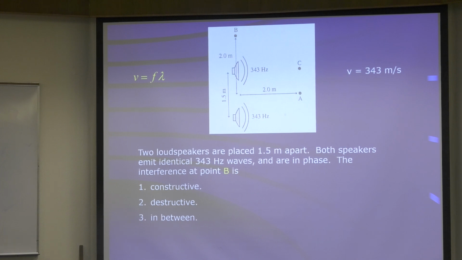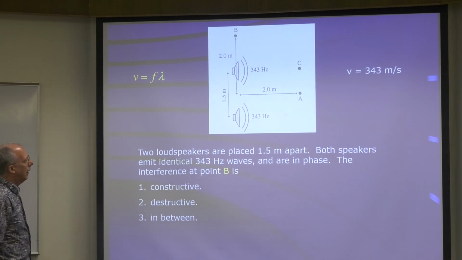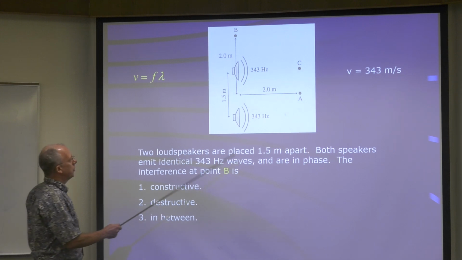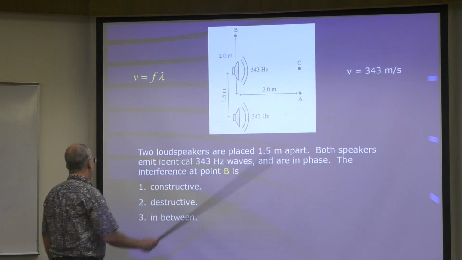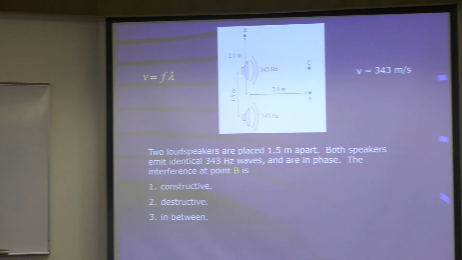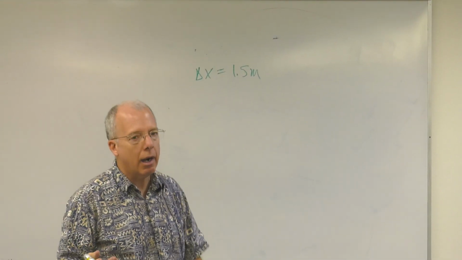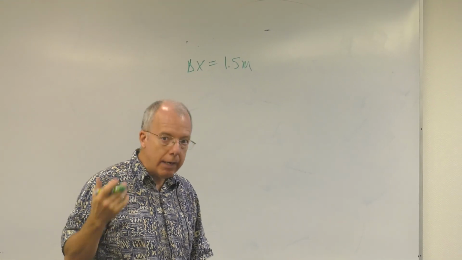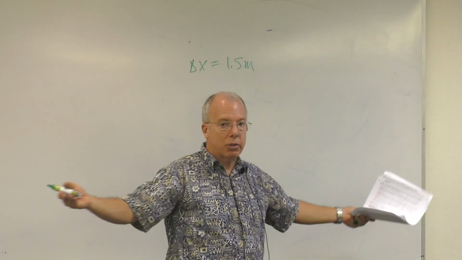Okay, we're back. So there's a path difference. They're identical speakers, they're in phase. So what's the only difference between them? The only difference is that this guy has to travel 1.5 meters more than this speaker. So there's a path difference, delta x is 1.5 meters. Now, what we care about is how that relates to the wavelength. If this is one wavelength, then it's going to be constructive, agree?